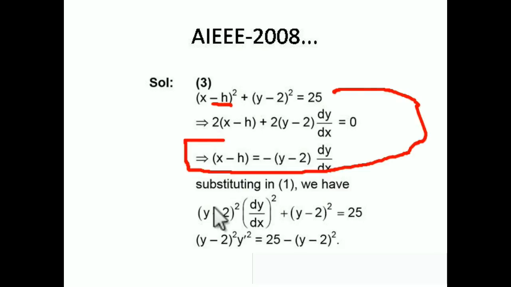So what we have is (y minus 2) whole square times (dy by dx) whole square plus (y minus 2) whole square is equal to 25. Okay, so what we have is (y minus 2) whole square times y dash square is equal to 25 minus (y minus 2) square. This is my answer. So the answer is option number 3: (y minus 2) square y dash square is equal to 25 minus (y minus 2) whole square.